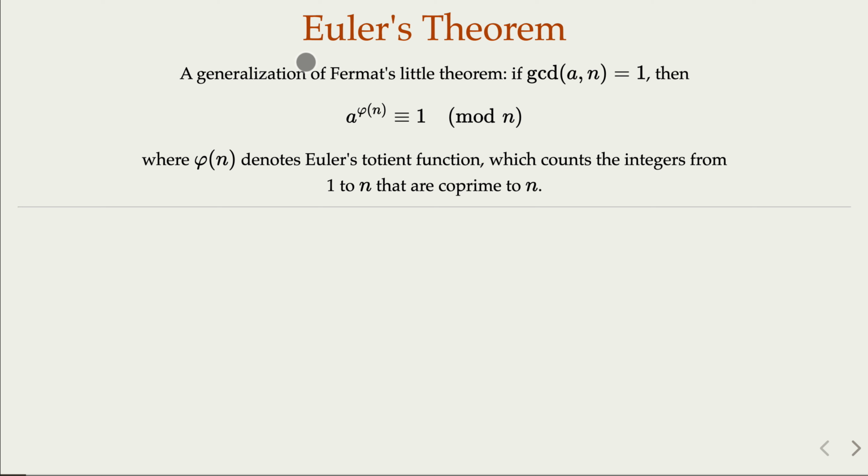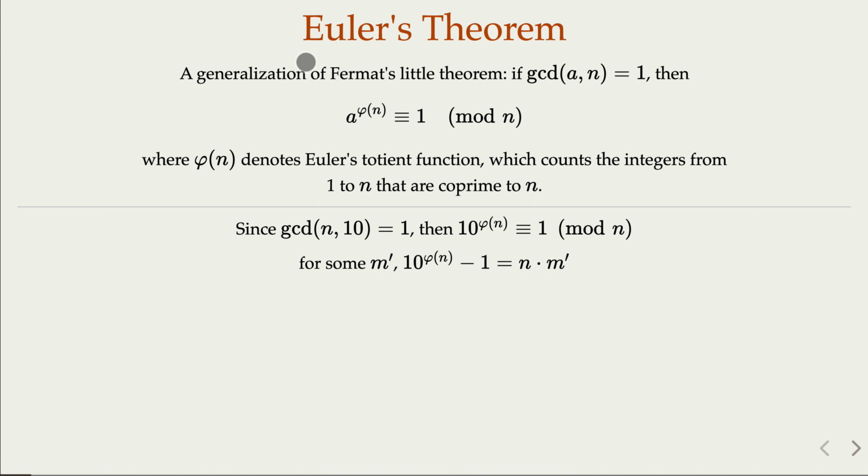In this case, we use a to be the number 10, because 10 and n are relatively prime. When we apply Euler's theorem directly, we get that 10 raised to some power is congruent to 1 mod n. What that means is that for some integer m prime, m times m prime is equal to 10 raised to that power minus 1. That's what we know.